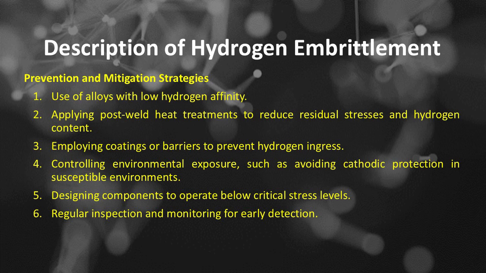Prevention and mitigation strategies include, number 1, use of alloys with low hydrogen affinity. Number 2, applying post-weld heat treatments to reduce residual stresses and hydrogen content. Number 3, employing coatings or barriers to prevent hydrogen ingress. Number 4, controlling environmental exposure, such as avoiding cathodic protection in susceptible environments.